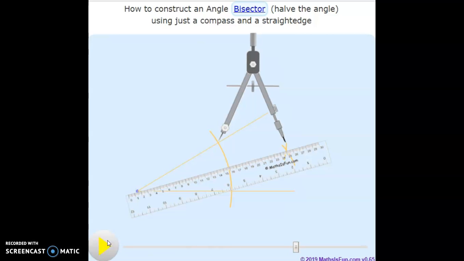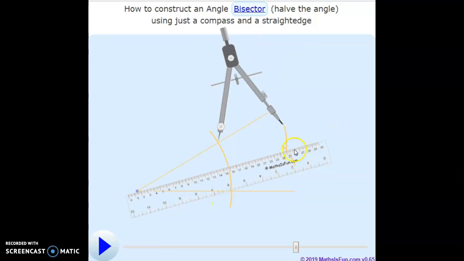So similarly, we draw another arc across the midway of our angle. These two arcs will now intersect. The arc we drew from here and the arc we drew from here will be the same distance. From here to here and from here to this arc will be the same distance because we used the same radius.